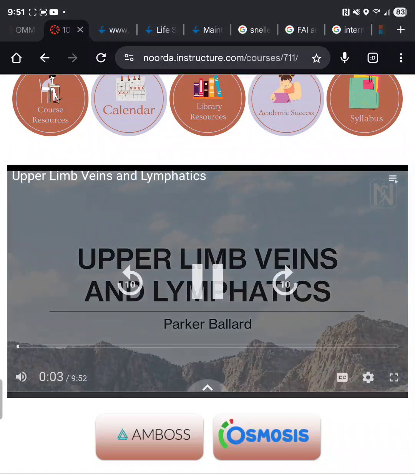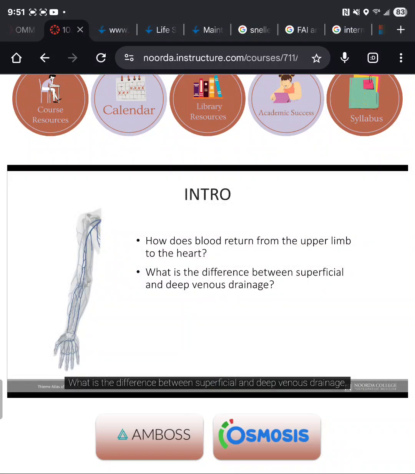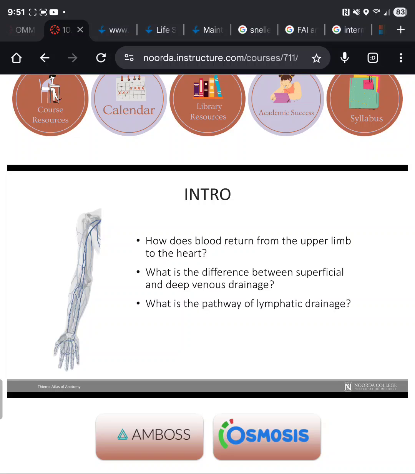Okay, let's talk about the upper limb veins and lymphatics. And as we do, we're going to answer a few questions like, how does blood return from the upper limb to the heart? What is the difference between superficial and deep venous drainage? And what is the pathway of lymphatic drainage for the upper limbs?